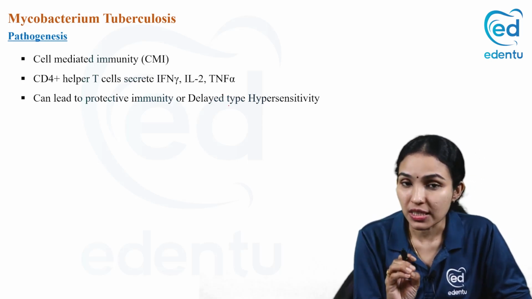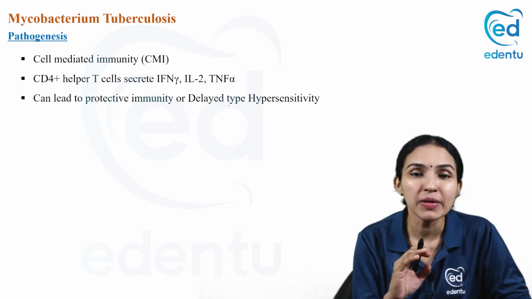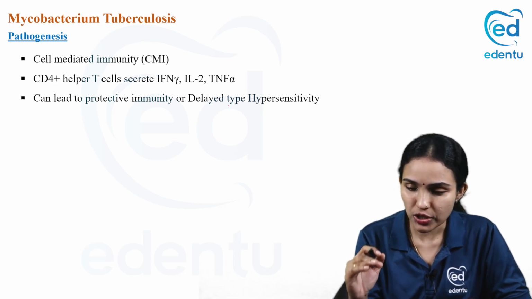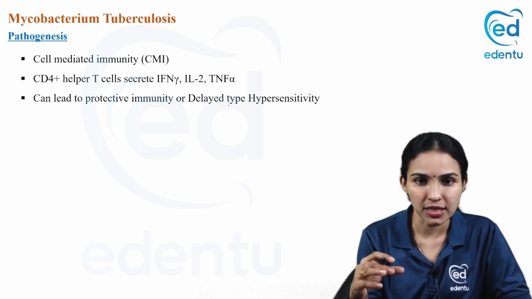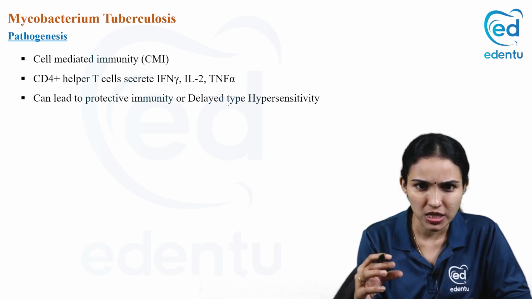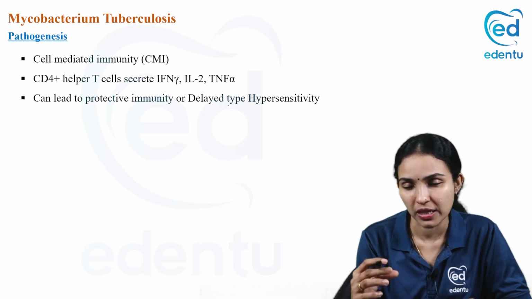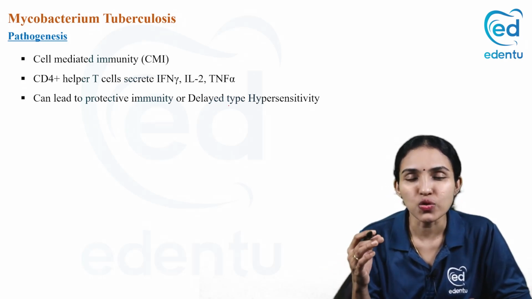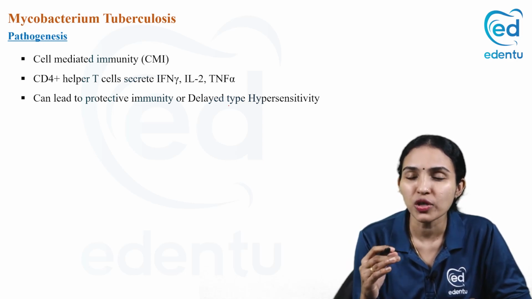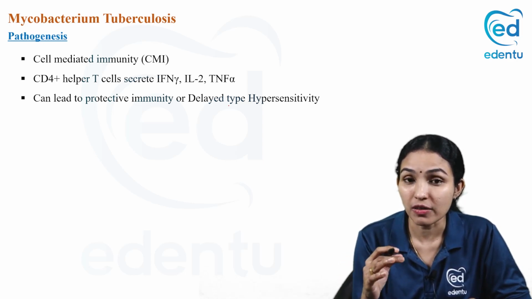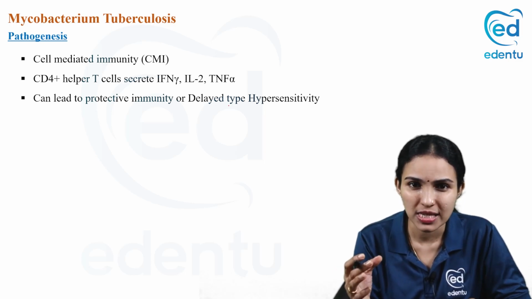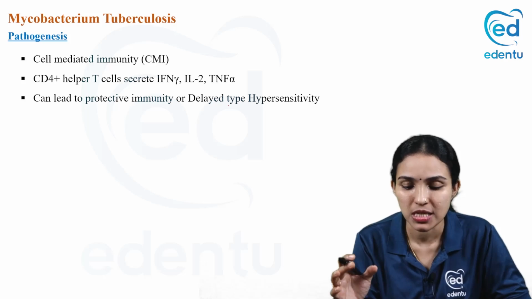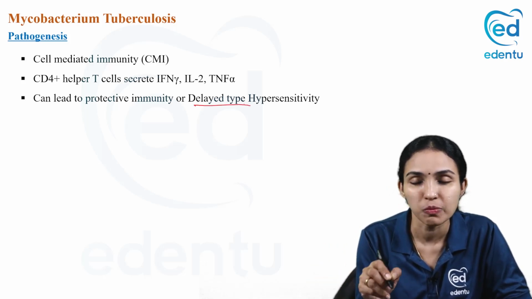The important thing in tuberculosis pathogenesis is that cell-mediated immunity plays a major role. It is not just because of the bacteria, but because of the cell-mediated immune response, which tries to arrest the growth of bacteria, that leads to lung tissue damage that leads to tuberculosis. When we learn hypersensitivity, the type 4 hypersensitivity reaction, we learned that the example is the tuberculin skin test. Actually, in the pathogenesis of tuberculosis also, it is the delayed type hypersensitivity reaction that is responsible.